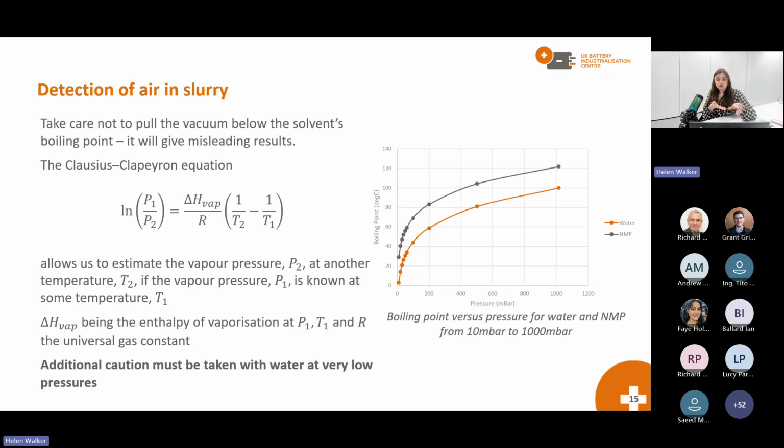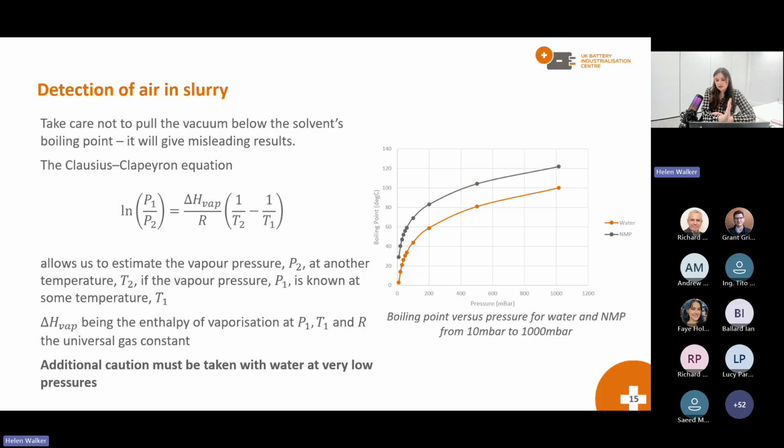Now, there's an equation that can help us calculate this, the Clausius-Clapeyron equation. If you know for any solvent its vapor pressure at a temperature, then you can use two other constants, the gas constant and the enthalpy of vaporization, to work out its boiling point at a different pressure. This is particularly important for water-based solvents. On the right-hand side, I've plotted a graph where you can see how the boiling point of both water and NMP changes with pressure.